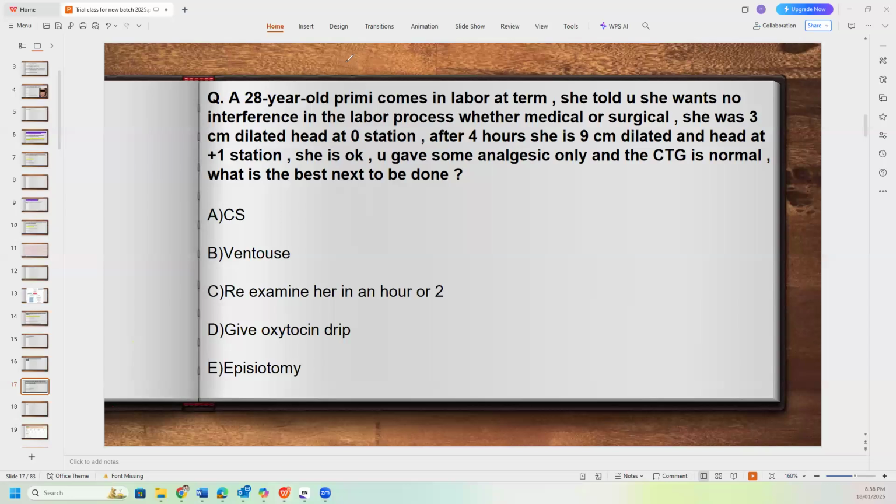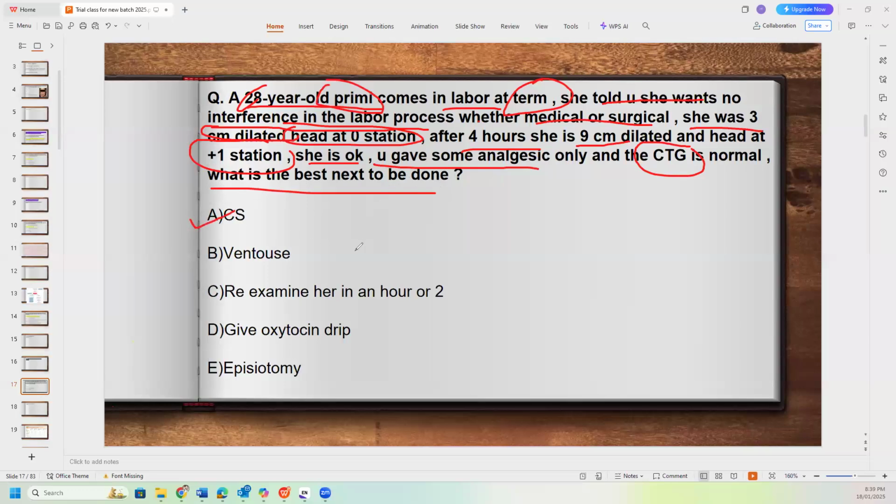A 20-year-old primigravida, very important, young and primigravida, is in labor and at term. She told you she wants no interference in the labor process, whether medical or surgical. She was 3 centimeters dilated, head was at 0 station. After 4 hours when you assessed again, she is 9 centimeters dilated, head is at +1 station. She is doing okay. You gave her some analgesia. Cardiotocography is normal. What is the best next step to be done?